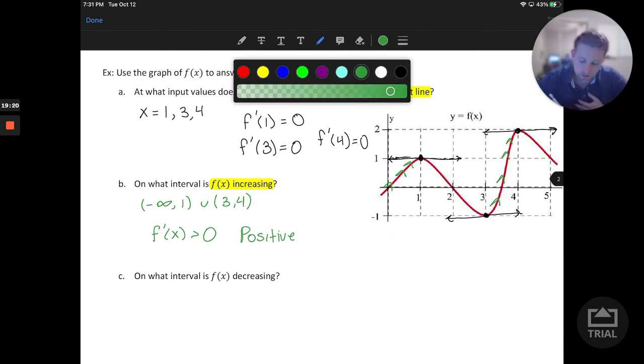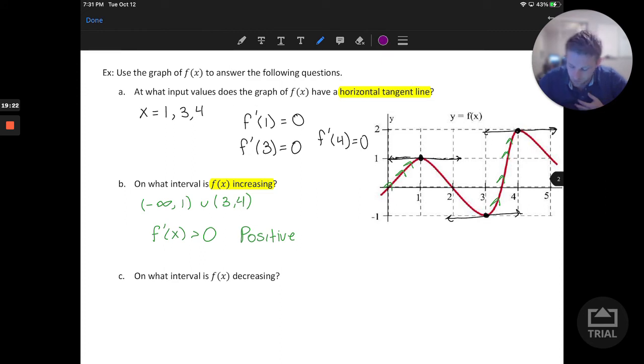The last problem would be, where are we decreasing? And so we'll have two intervals here where we're decreasing. That first interval we see is in between 1 and 3. And then we'll union that with the last interval of the function from 4 to infinity.